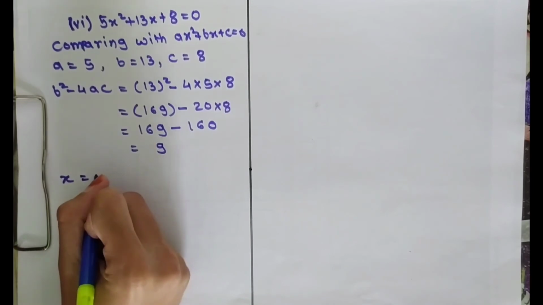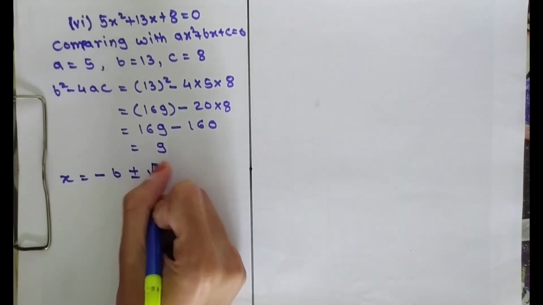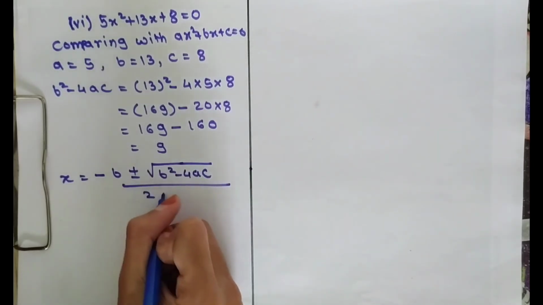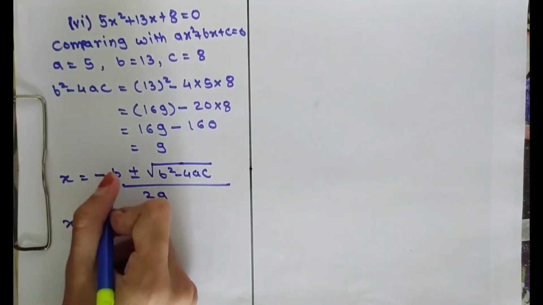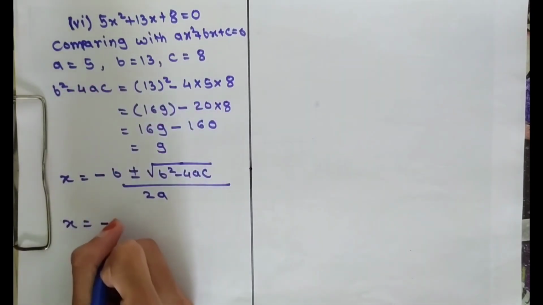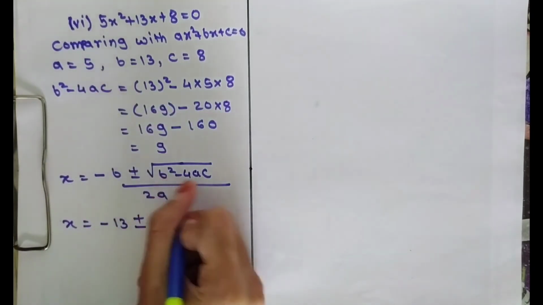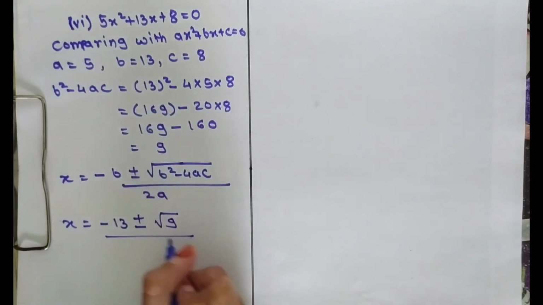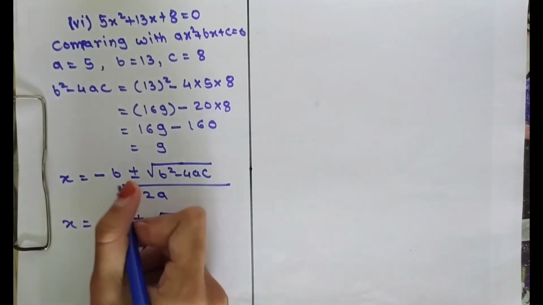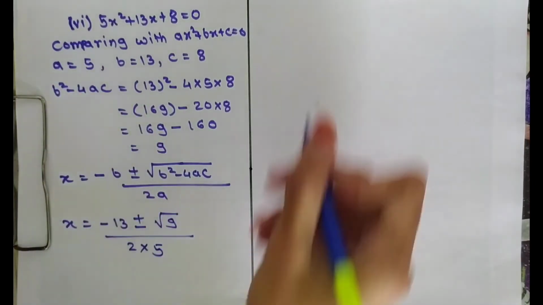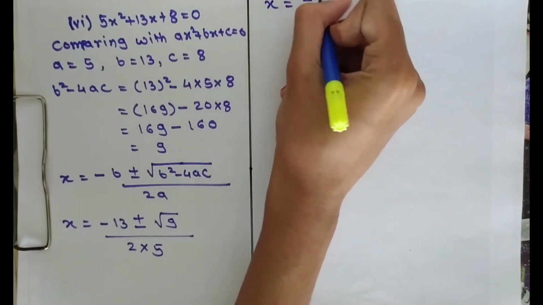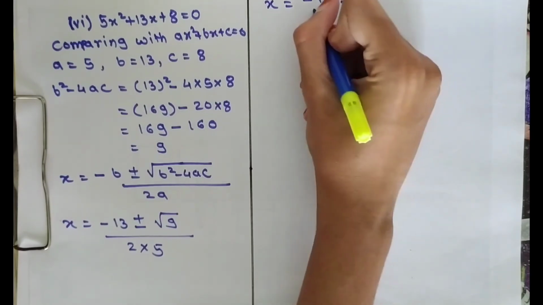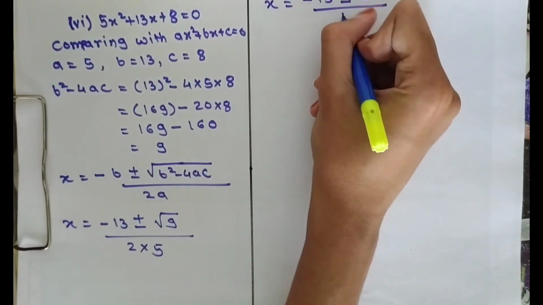X is equal to minus b plus or minus root of b square minus 4ac upon 2a. So x is equal to minus b is minus 13 plus or minus root of b square minus 4ac is 9, so root 9 upon 2a, 2 multiplied by a is 5. Therefore x is equal to minus 13 plus or minus root 9 is 3 upon 5 twos are 10.